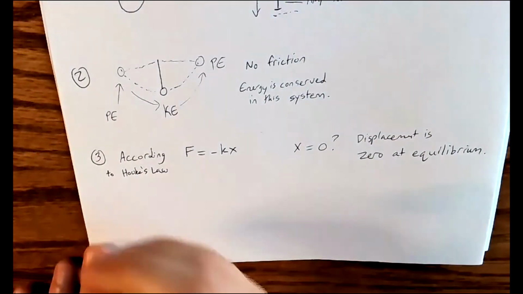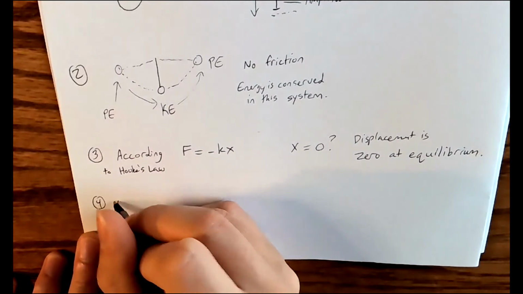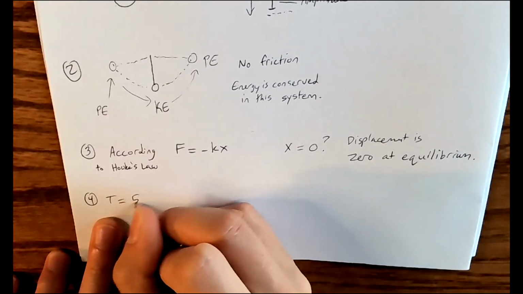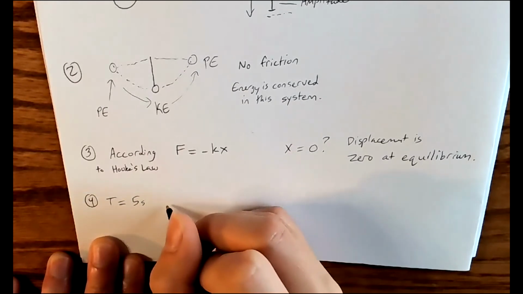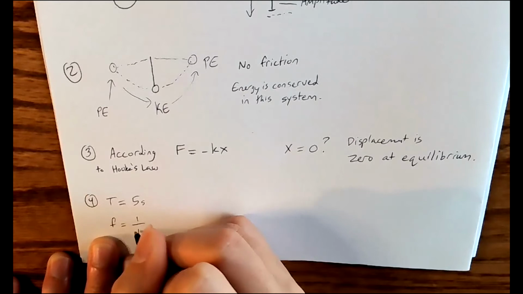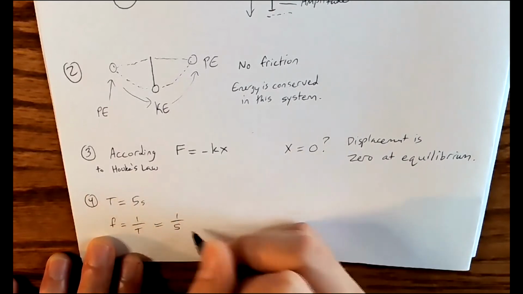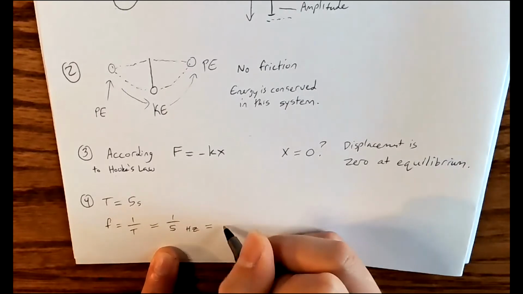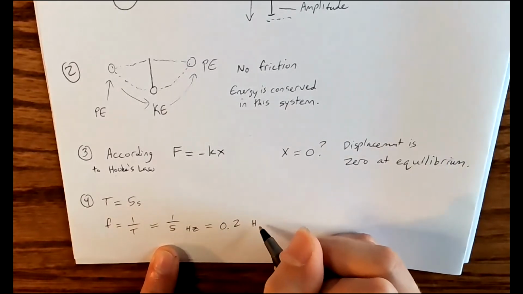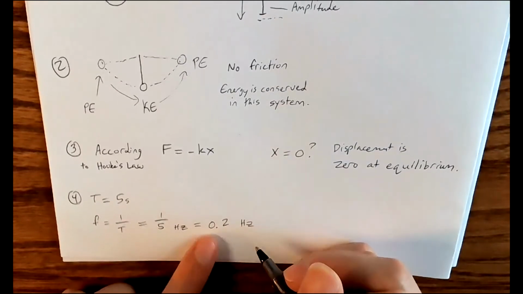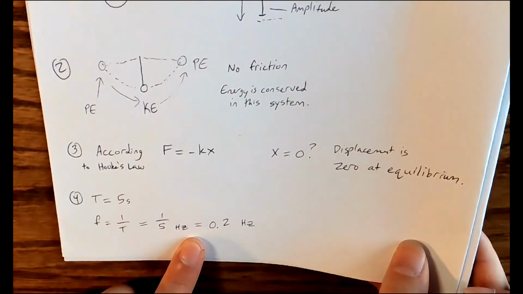So all you have to do for number 4, the period equals 5 seconds. Well, frequency is just 1 over T, and that's 1 over 5 hertz. And that is 0.2 hertz for number 4. All right, moving along nicely.